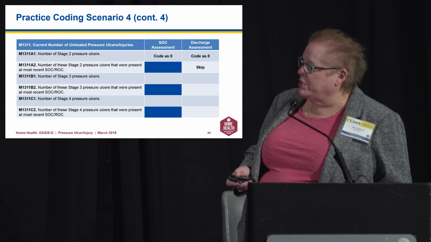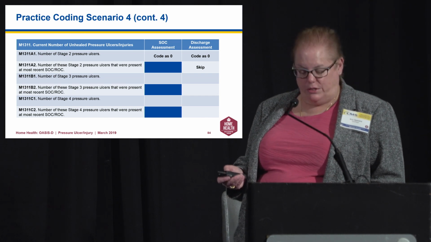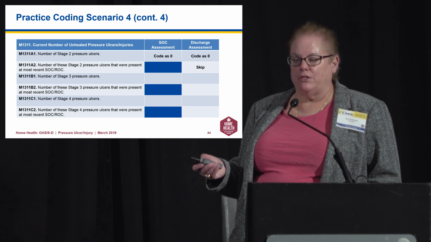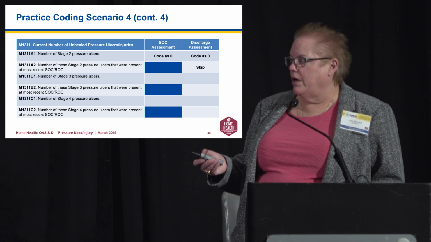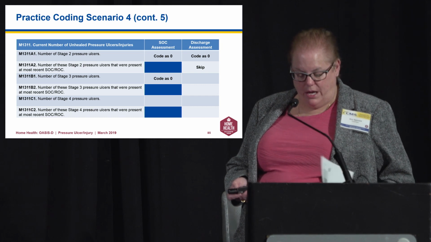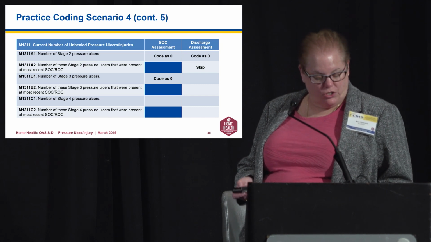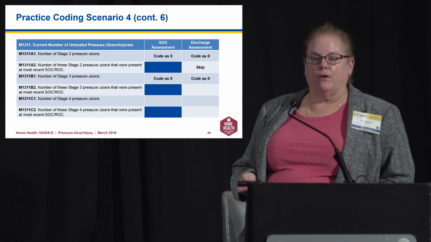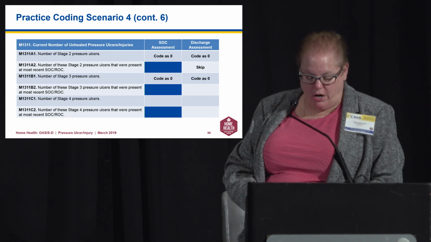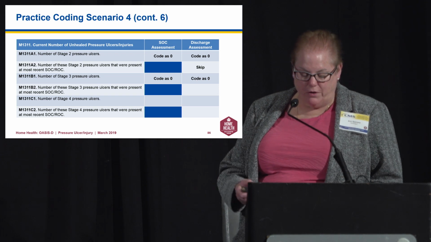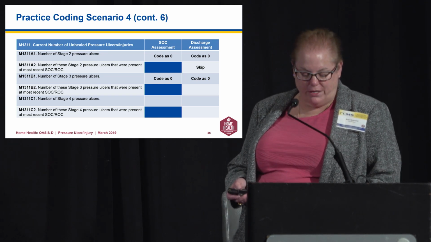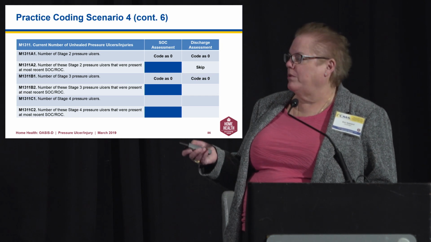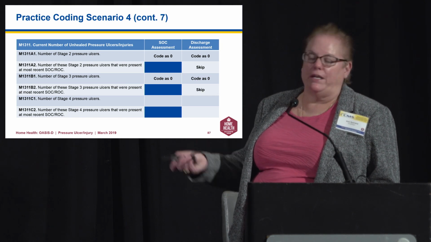Okay. So then the next question is number of stage 3 pressure ulcers on the start of care. Do we have any stage 3s on the start of care? No, 0. Correct. How about on discharge? Do we have any stage 3 pressure ulcers on discharge? Correct, 0. We don't have any on discharge. All right, how about the number of these stage 3 pressure ulcers that were present at the most recent SOC/ROC? Skip, really, is what it would be, right? So you don't have any.